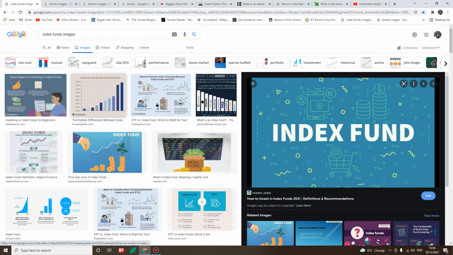Let's have a look at index fund. Index fund is a diversified basket of stocks or bonds and is created to mimic or match the composition of the stock market. Again, index fund is a tool to measure stock market performance. So why is this important?